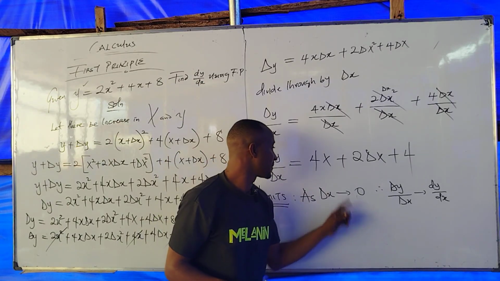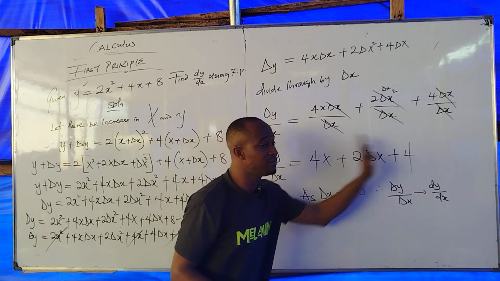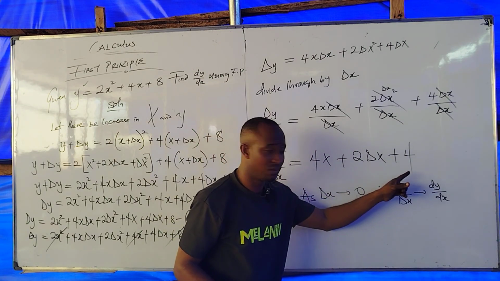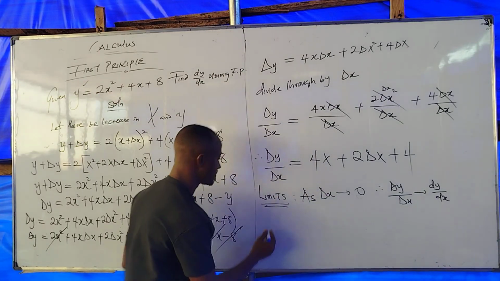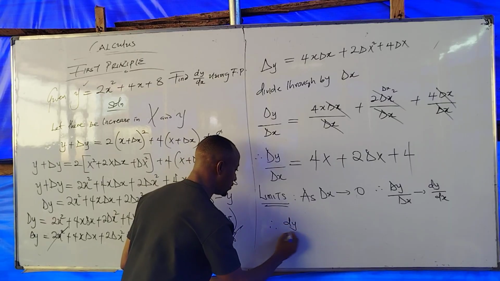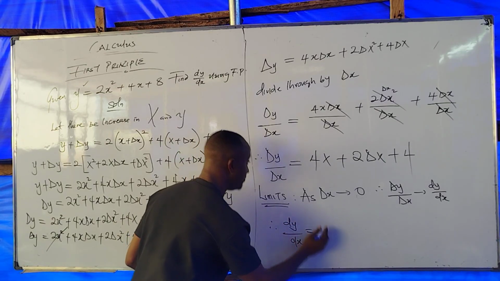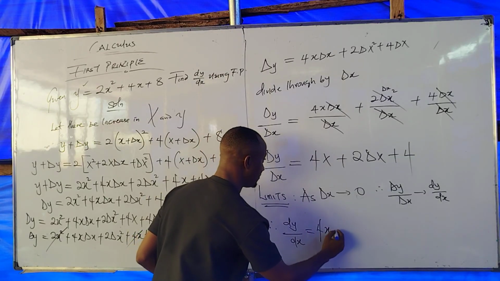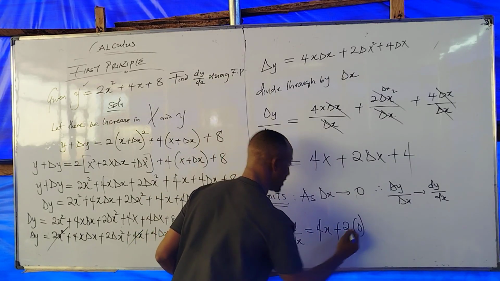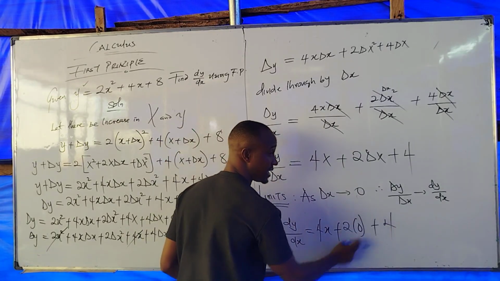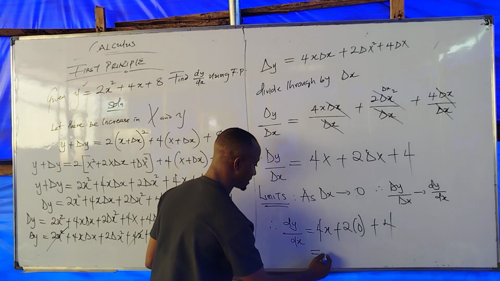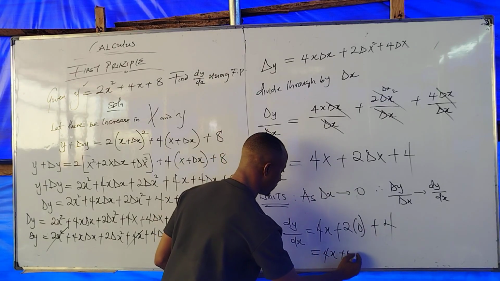The limit says as delta x approaches 0, this approaches what? Dy dx. Now watch. Therefore, my dy dx then becomes what? 4x, Abi, plus what? 2 times what? 0 plus 4. What is 2 times 0? 0. What's the final answer here? 4x plus 4. Final answer.